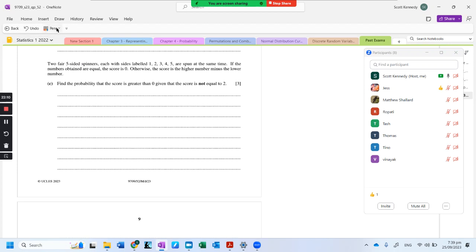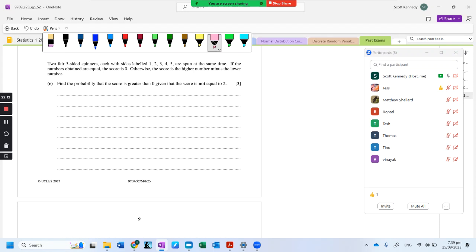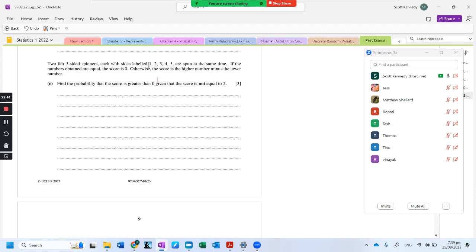We have 2 fair spinners. We've got 2 of them, and we're spinning them at the same time. If the numbers obtained are equal, the score is 0. Otherwise, the score is the higher number minus the lower number. Okay. And then we find the probability that the score is greater than 0 given that the score is not equal to 2.